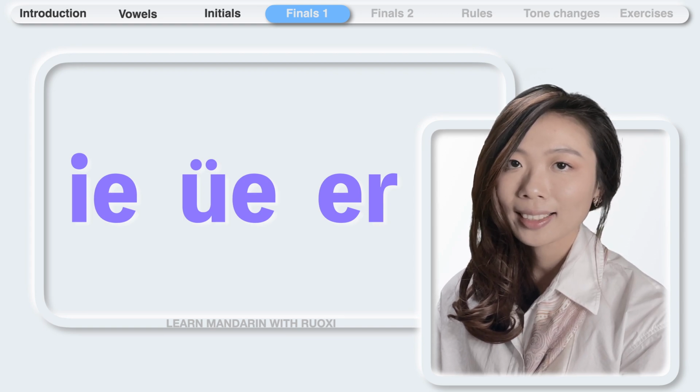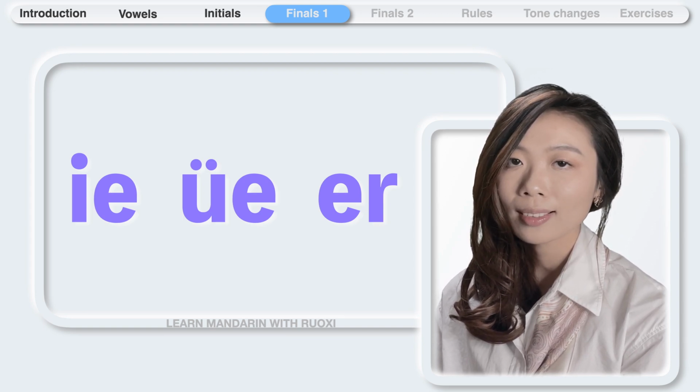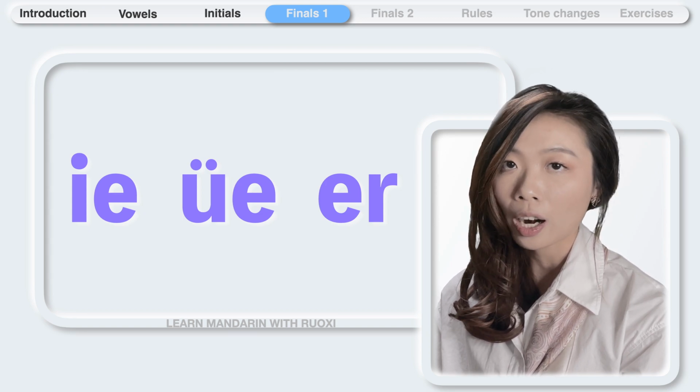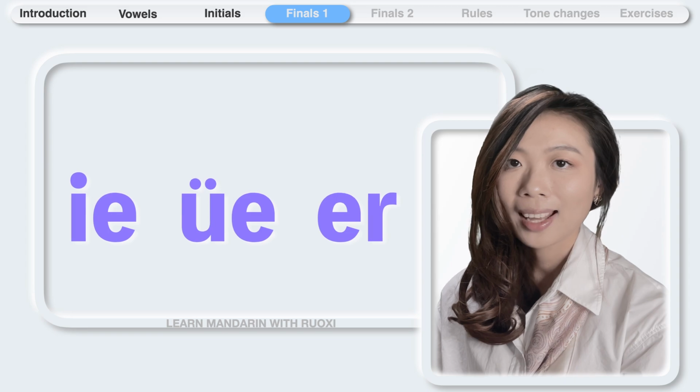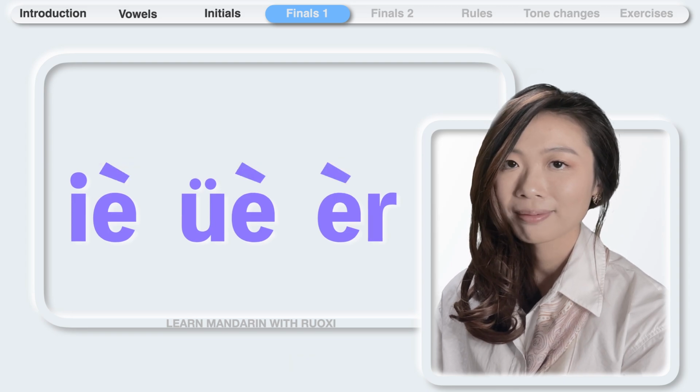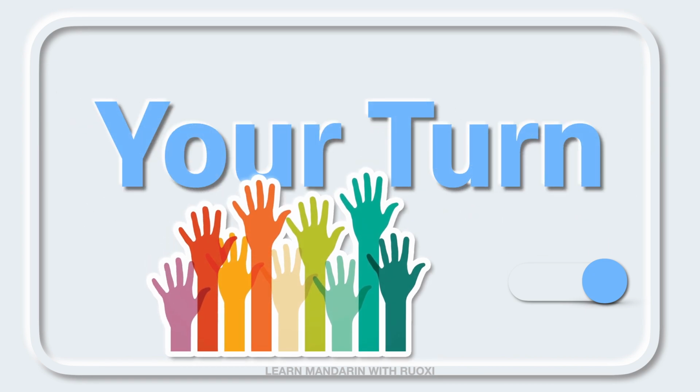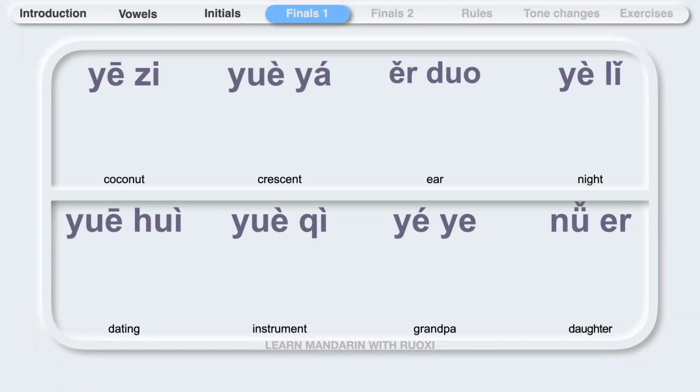ie, üe, and er. Here are the tones. Now it's your turn. Let's do some more exercises to practice this hard group.